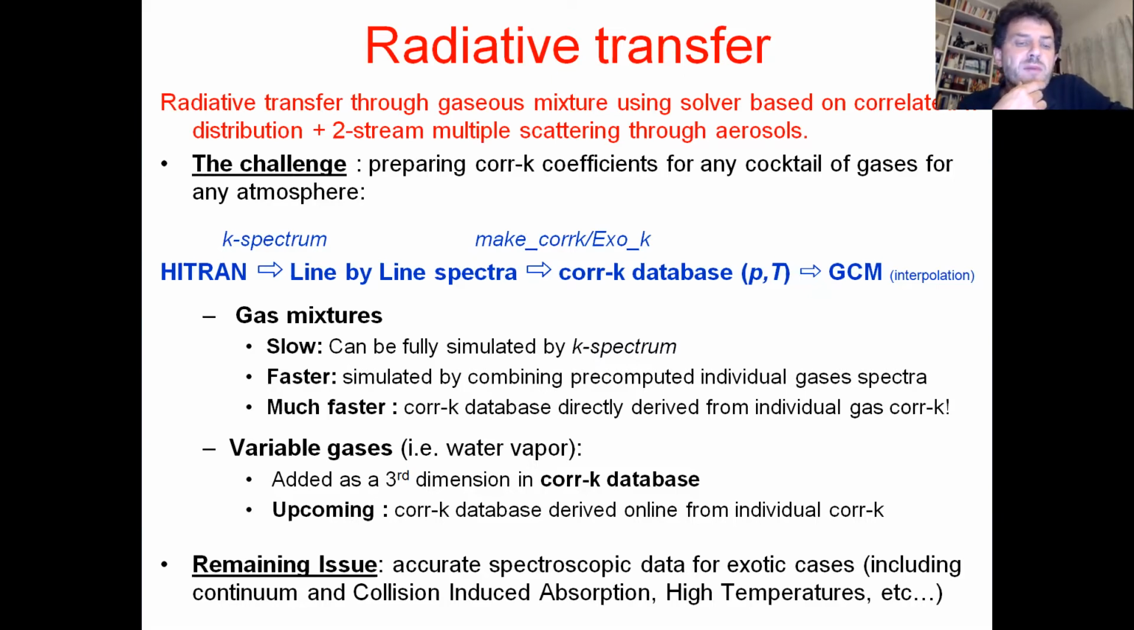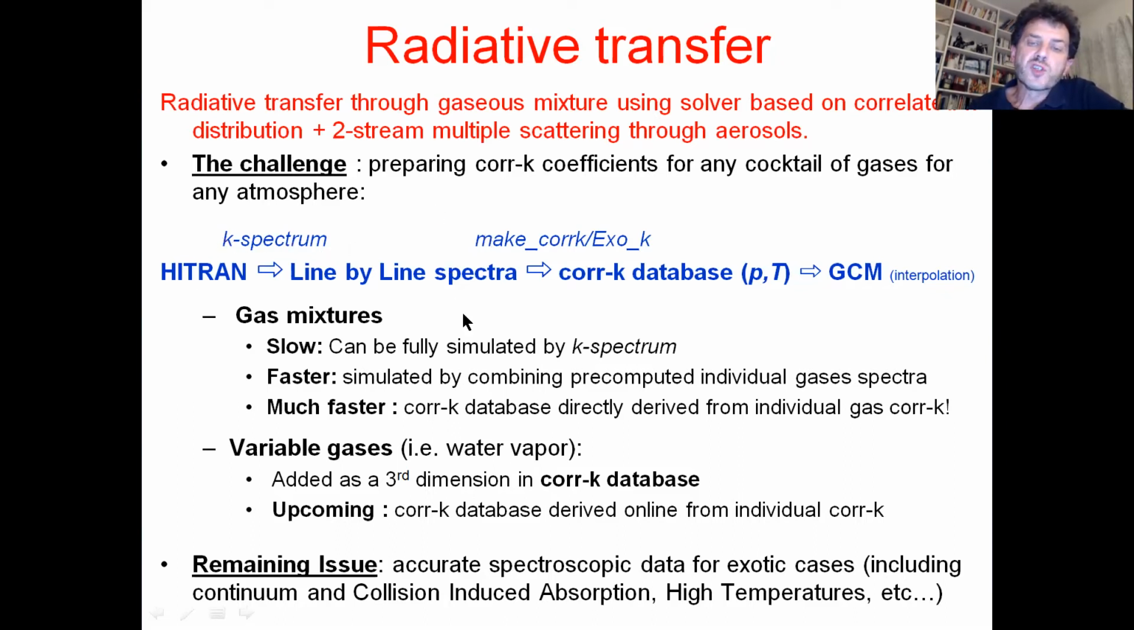So if you have a variable gas, for instance water vapor, what we usually do is add a third dimension in the matrix, the correlated-k database, and we can then account for water vapor. But very soon, we will do it differently. We will directly compute online the correlated-k coefficients for the different varying gases from the different correlated-k databases using these tricks that I just mentioned. Okay, that's a little complex.